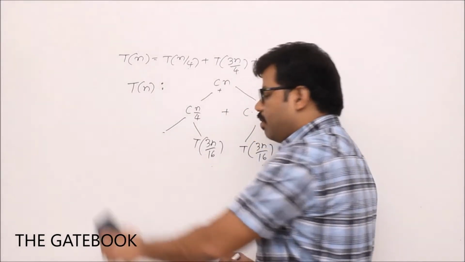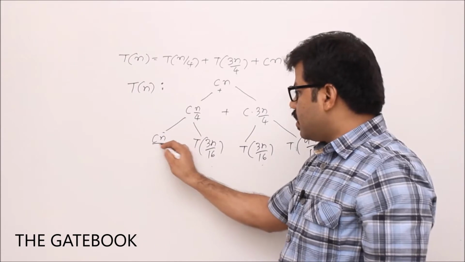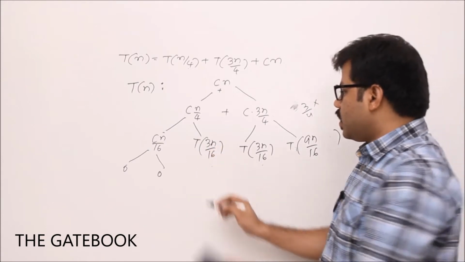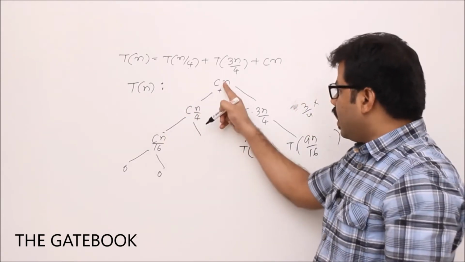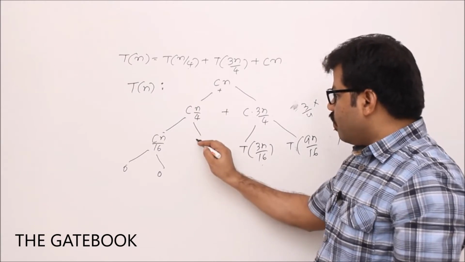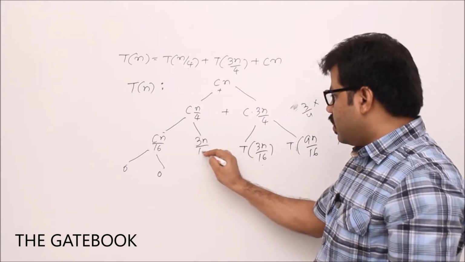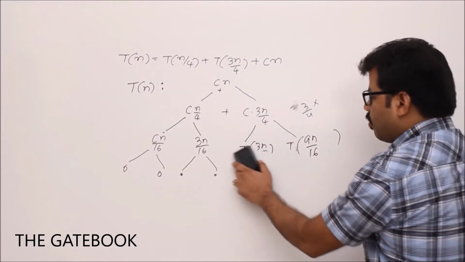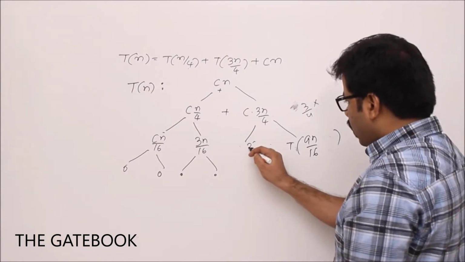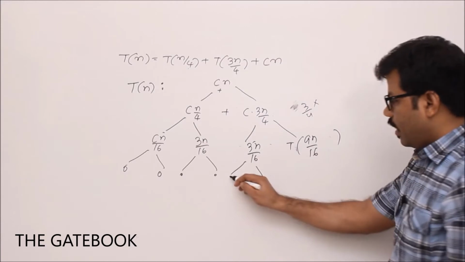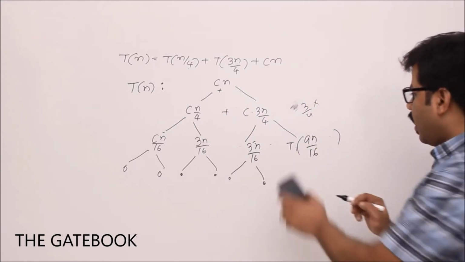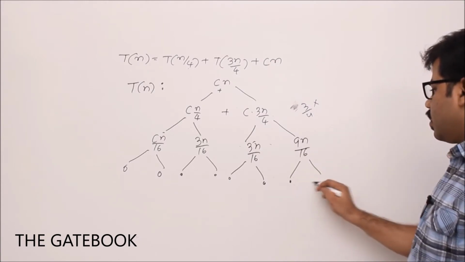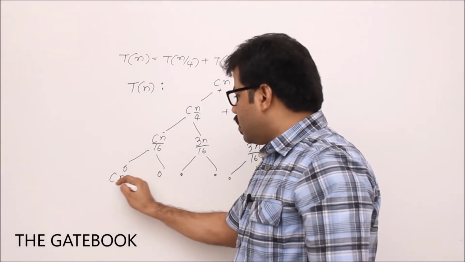So Tn by 16 can be replaced with its value Cn by 16 plus two other things. T3n by 16 will be replaced with 3n by 16 with two other values which are given by other recurrence relations. Similarly, T9n by 16 can be replaced by 9n by 16 plus two extra things. So this is nothing but Cn by 64.